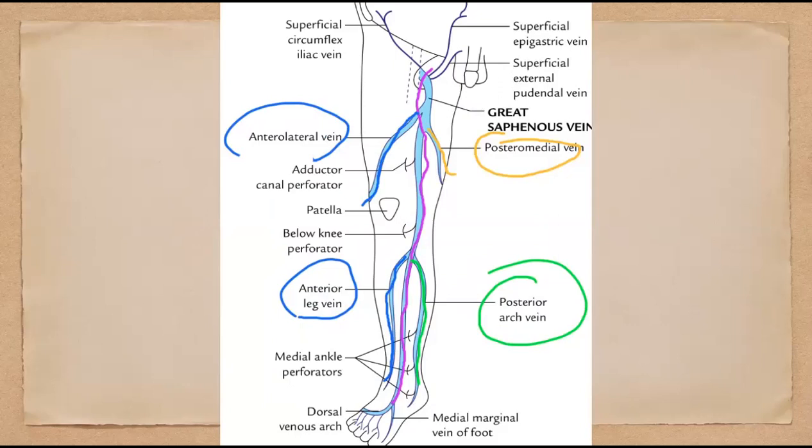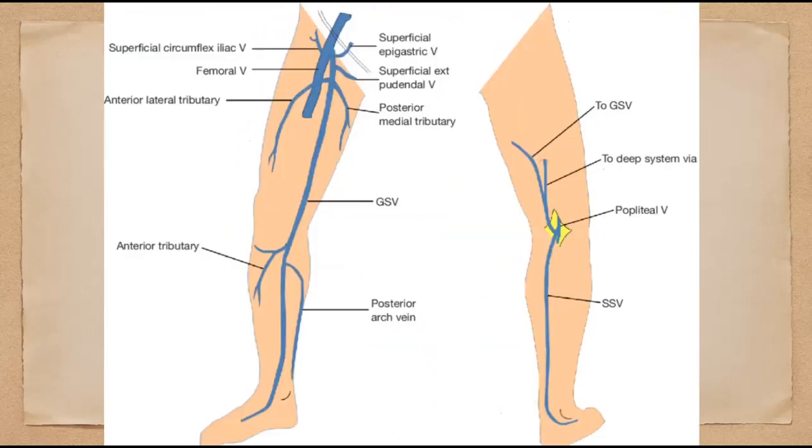Okay, and you know the superficial branches: epigastric, external pudendal, circumflex iliac, right? We dissected all these well, right? So you see these are the medial ankle perforators, right? That is with the great saphenous vein, right? Posterior arch vein, anterior tributary, anterolateral and posteromedial tributary, right?